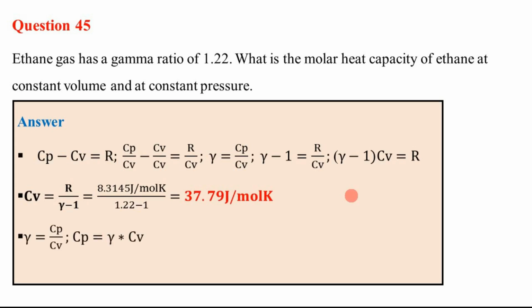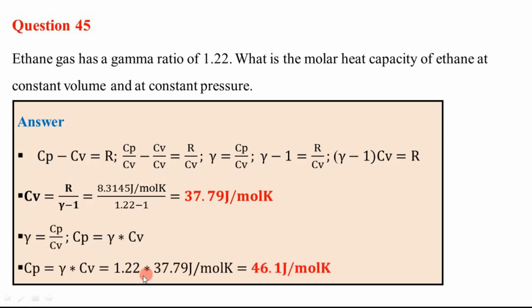Let's determine also the molar heat capacity at constant pressure. We know that the gamma ratio is equal to CP over CV. This is the CP, which is the molar heat capacity at constant pressure. CP will be equal to gamma times CV. In this case, we can replace the values. Gamma ratio is equal to 1.22 times 37.79 joule per mole Kelvin, which is the CV. Then we get 46.1 joule per mole Kelvin.